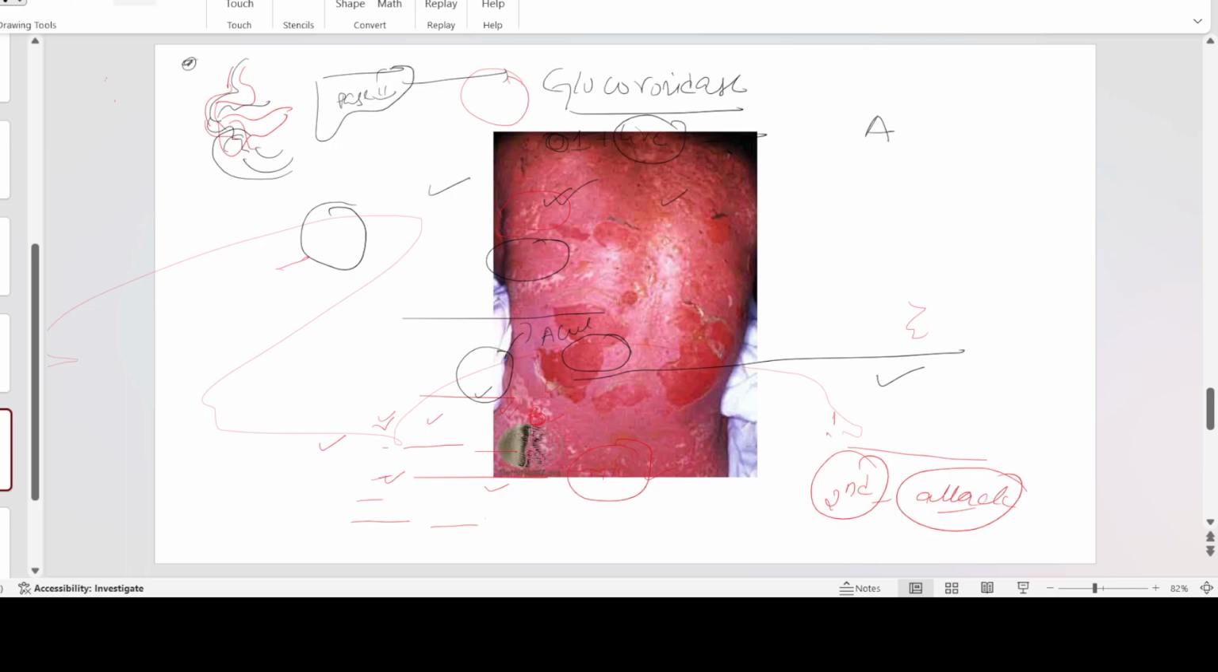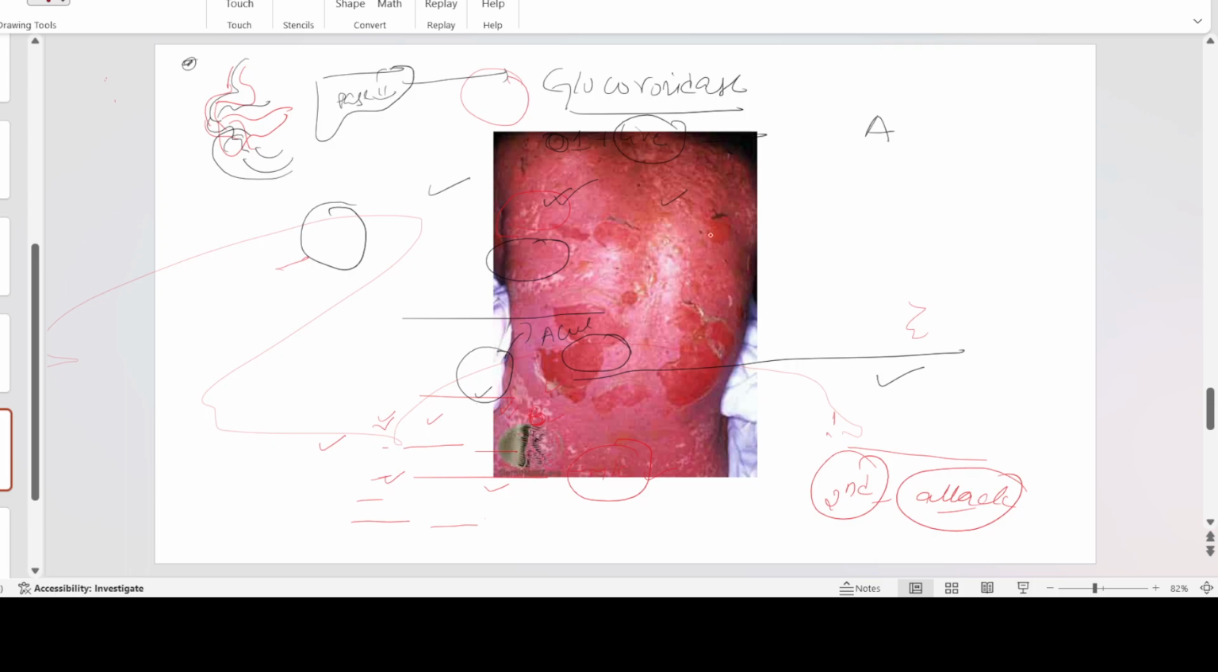I don't know why the drawing tools are like this. Let me erase this. I don't know why it is stupid. It's not going to work.